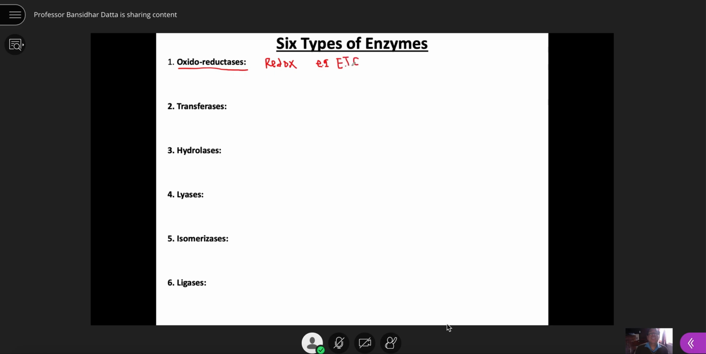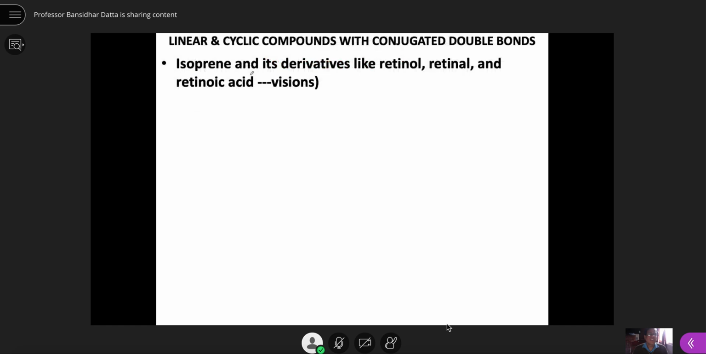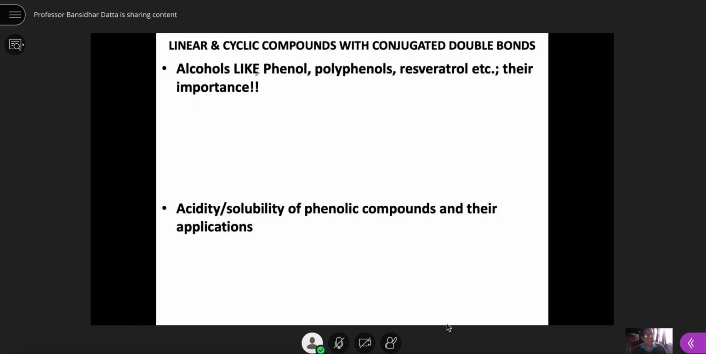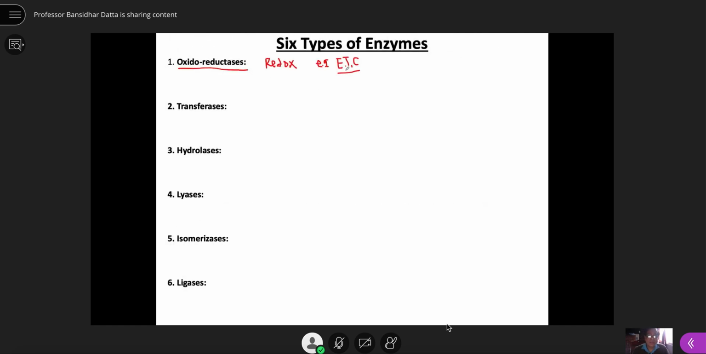ETC. What's the ETC? Electron transport chain in the mitochondria. All those are redox. They are not the only redox oxidoreductases. There are thousands of oxidoreductases present in our body. I just give you one such example, ETC. That's good enough, right? Next one is called transferases.